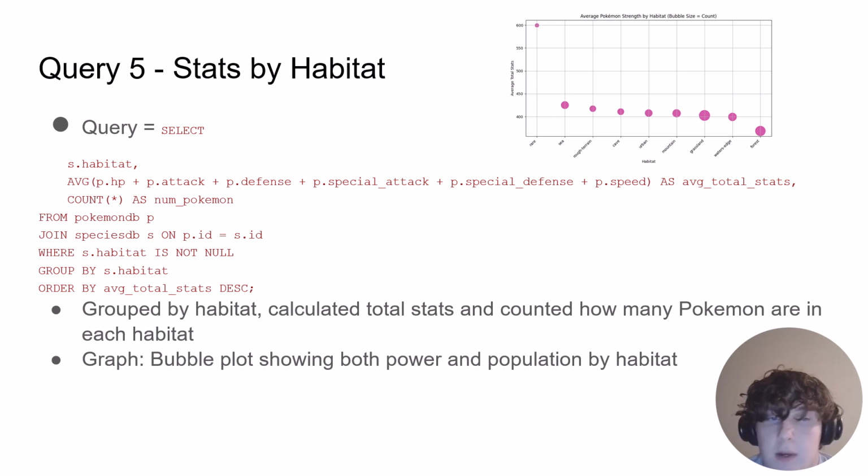stats, and counted how many Pokemon are in each habitat. I created a bubble plot where the size of the bubble is how many Pokemon are in the habitat, and the y-axis is the average total stats for that habitat.